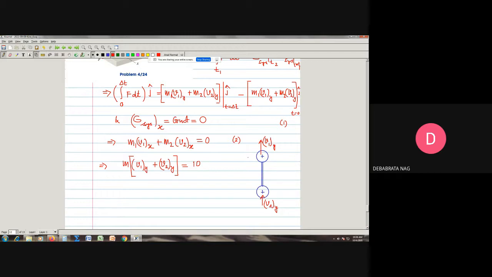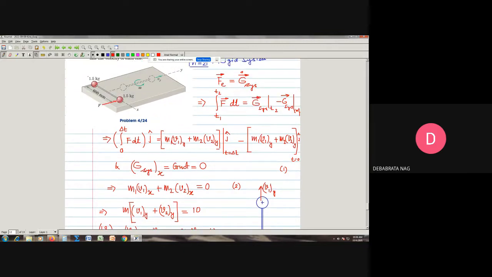So we note from the rigidity principle that v1y and v2y will be equal, and we can write this as vy. So from this equation, twice m vy is going to be equal to 10, or m times vy is equal to 5, or we can say that this vy is equal to 5 divided by the mass of each block.